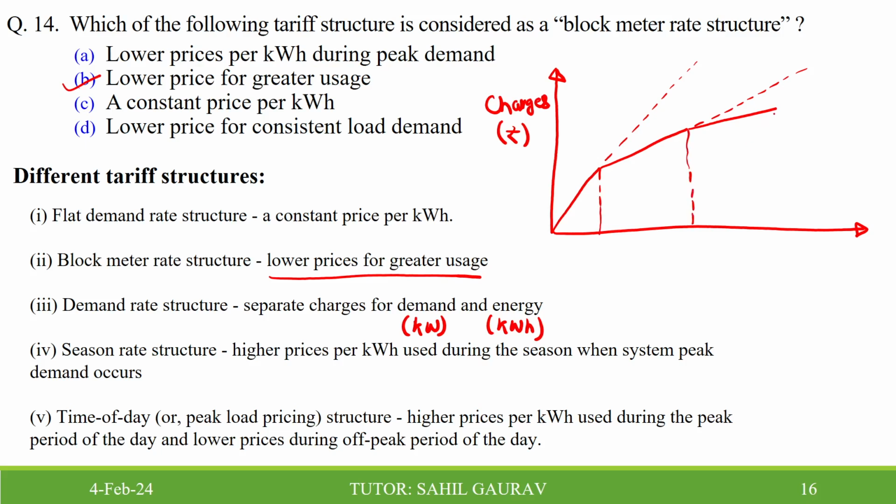There is a doubt, sir, regarding this. Yes. Generally, in our bill from the distribution company, when you use greater usage, the price is greater. But in this block meter rate structure, it is lower prices for greater usage, just reverse. In which state do you belong to? It depends on different states. Dharminder? UP. Okay, Uttar Pradesh.